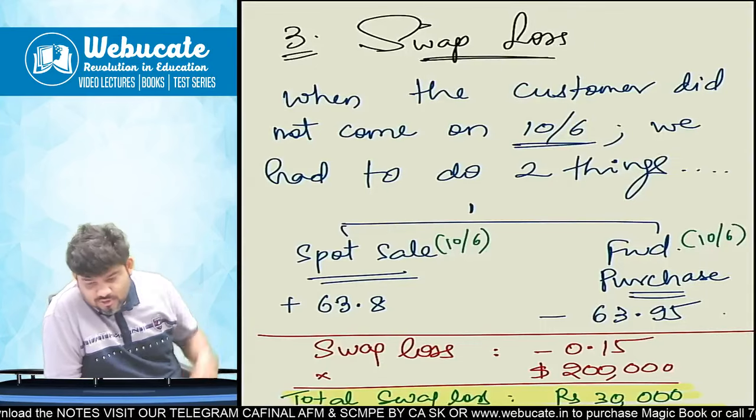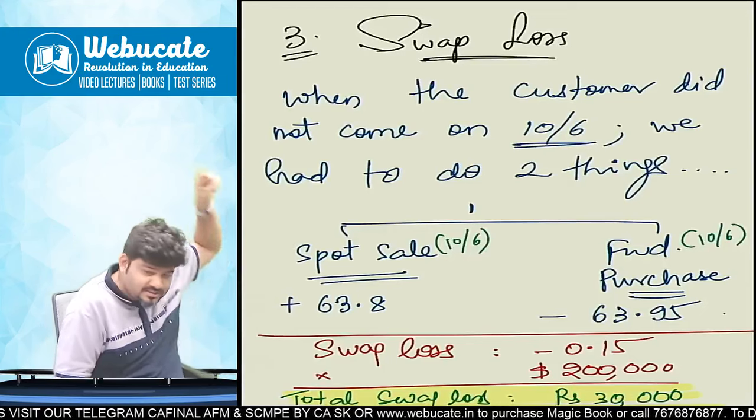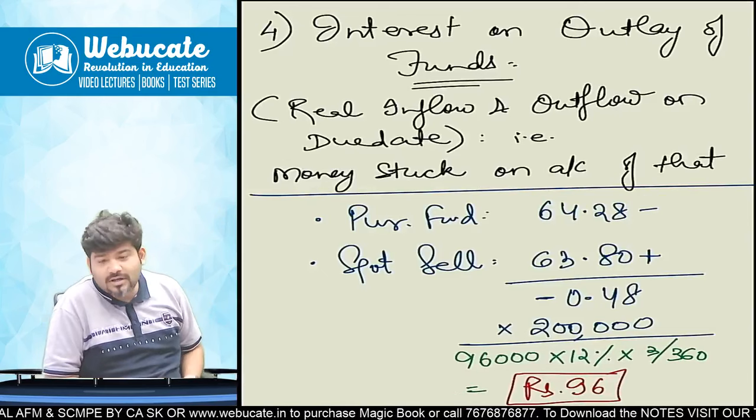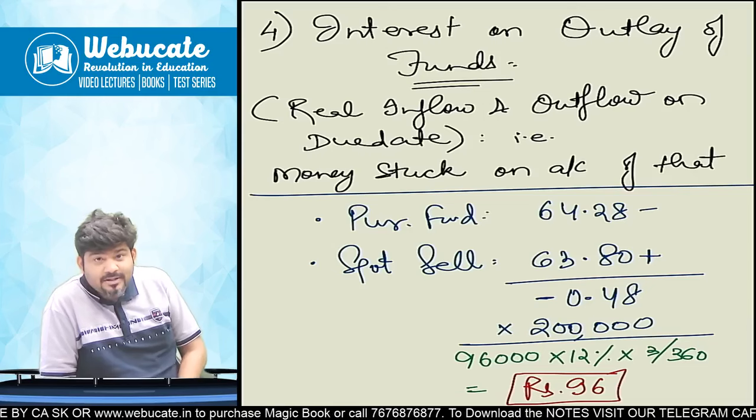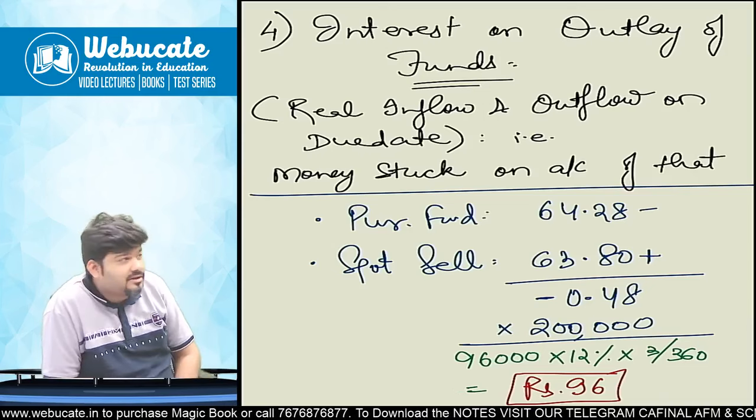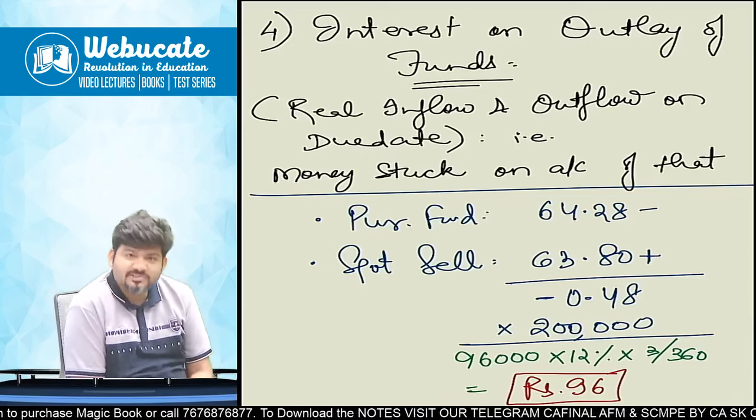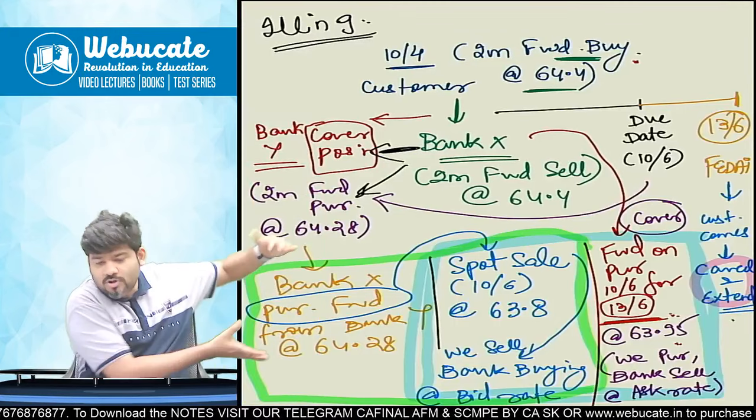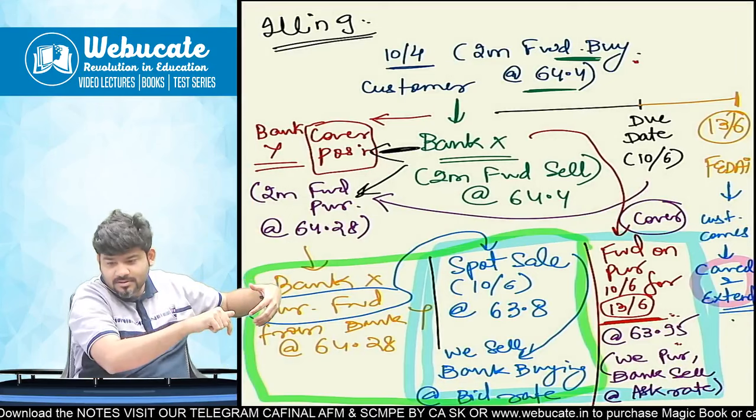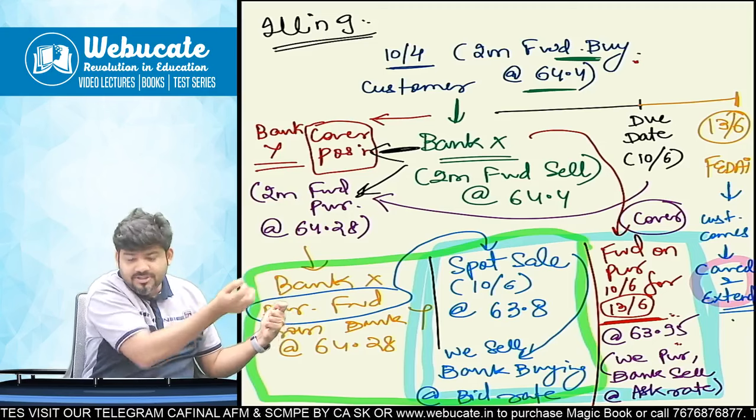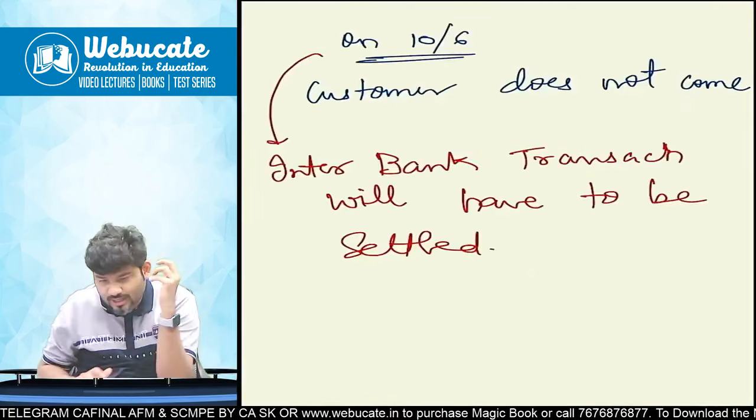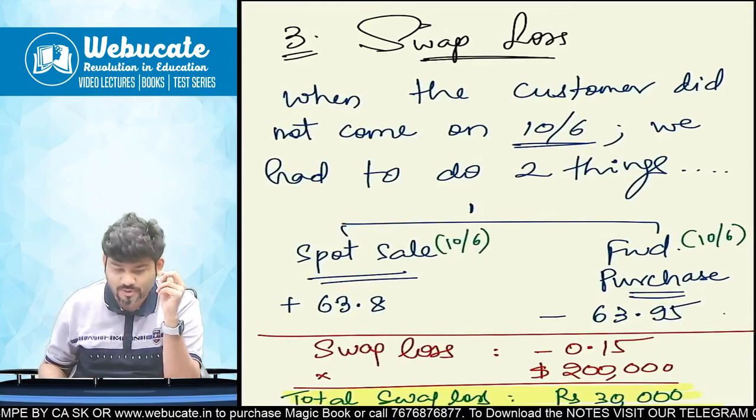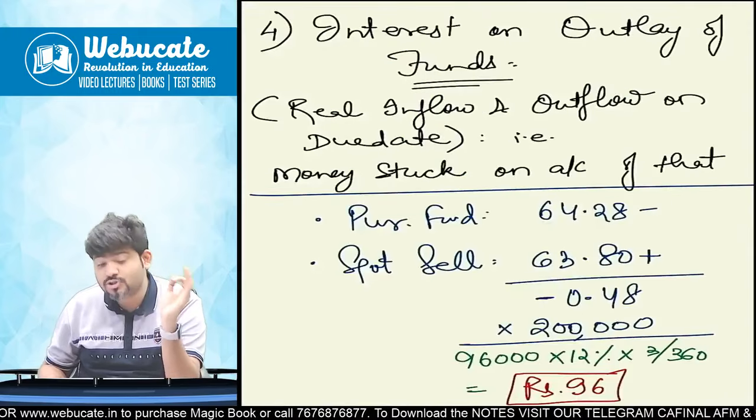Then we have the swap loss. Now here we have the swap loss. Customer did not come on 10th June. As a result, I had to spot sell and forward purchase. That will result in a swap loss. Then interest on outlay of funds. So what has happened? Real cash inflow and real cash outflow. As a result of that, money got stuck. Purchase forward and spot sell on the due date. That is where my money got stuck, because the customer did not come. I had to do this real transaction, purchase and sale. So yeah, that happened. Got it? So that was a swap loss. That was an interest on outlay of funds.